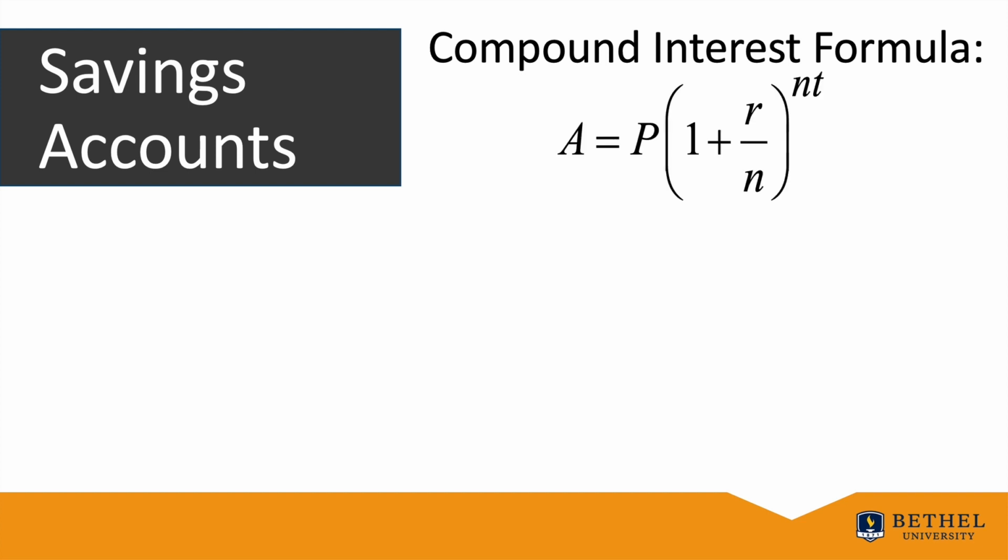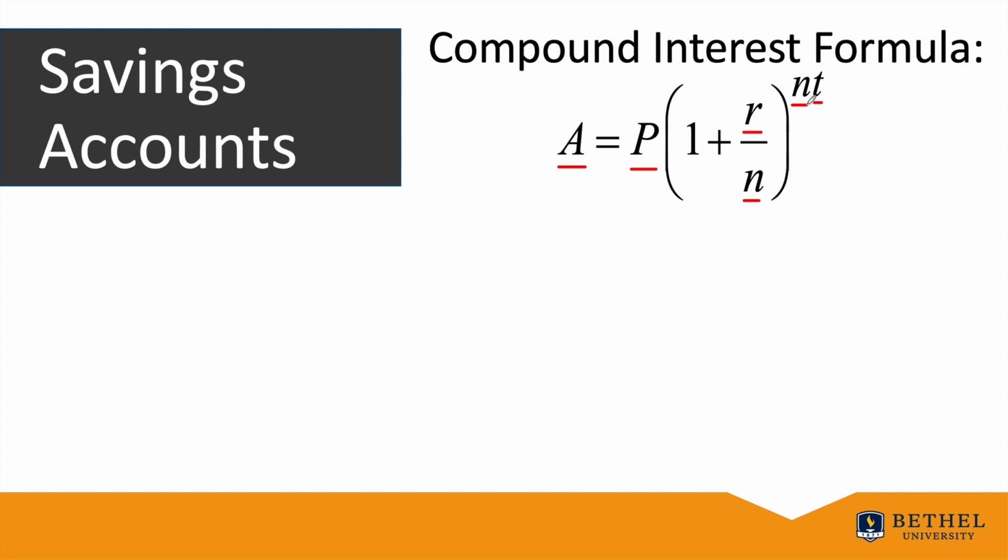Here is its formula. A equals P times the quantity 1 plus r over n, to the n times t power. In this formula, A represents the account balance. It's ultimately going to be a function of time t in years. P is called the principal. It's the initial deposit. r is the nominal annual interest rate compounded n times per year. You see n in the formula in two spots.